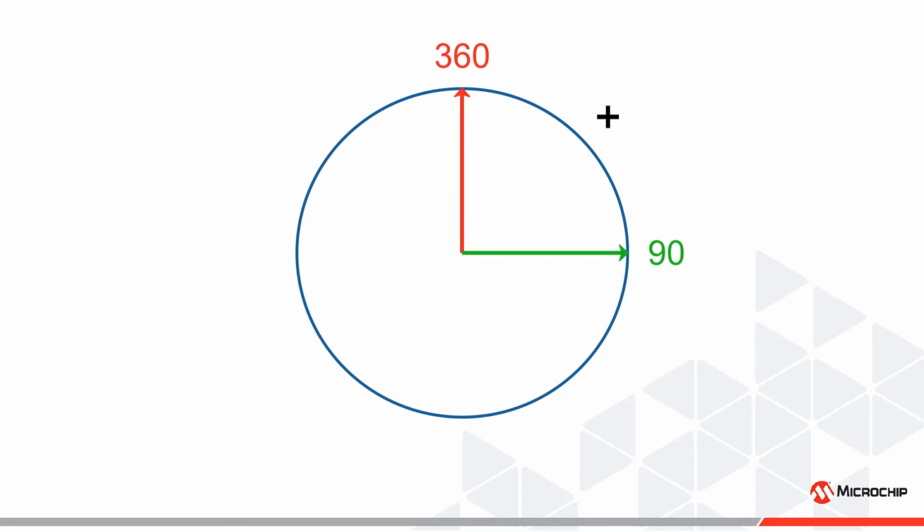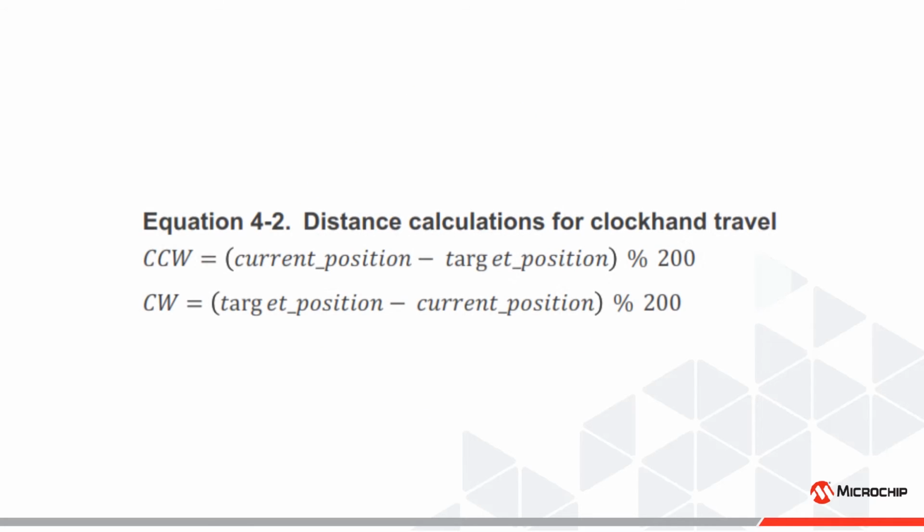A circle wraps around at 360 degrees. For instance, 360 plus 90 equals 90. This is modular addition. The shortest path is therefore calculated using the displayed equations. Notice we are using 200 and not 360. This is due to the step angle, giving us 200 positions and not 360.